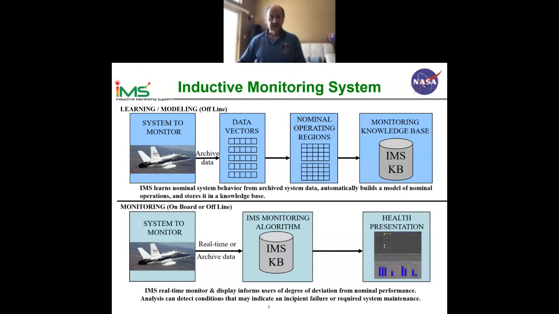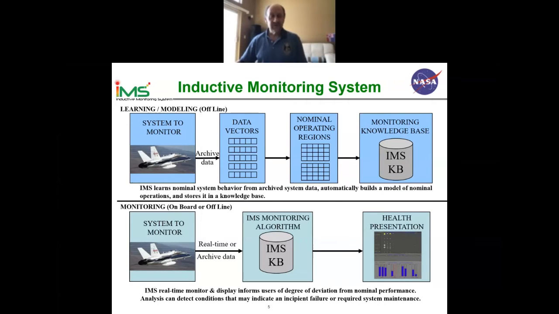That model is then transferred down to the monitoring module, which is a compact system that can run either onboard your vehicle or your other system, or you could analyze archive data offline with it. It collects the data, either real time or archived, formats it into those vectors, and then compares it to that nominal model. The output is a deviation score, how far your system has drifted from the model of your normal operations.